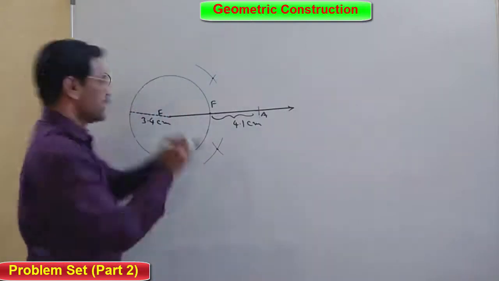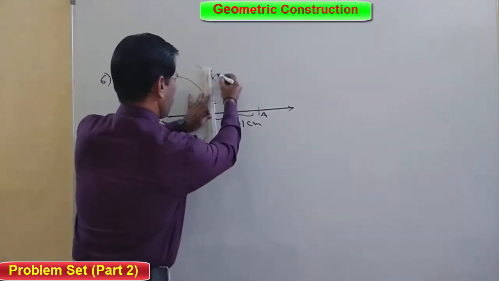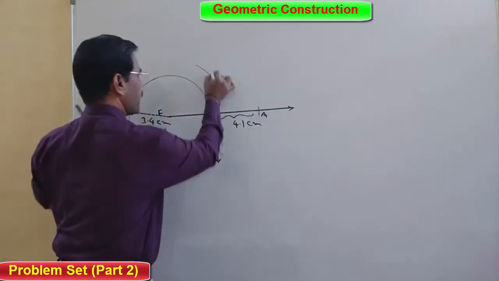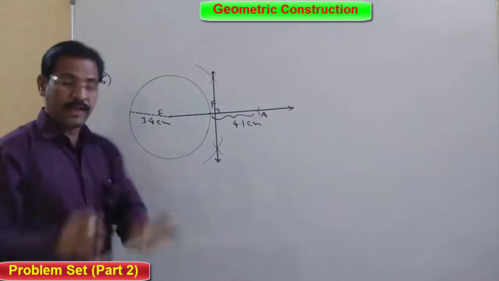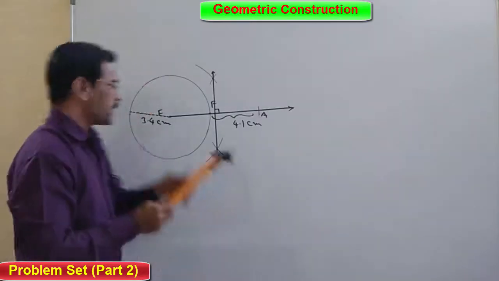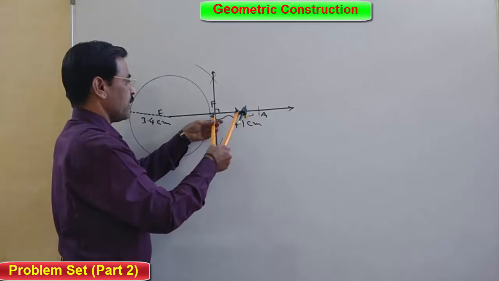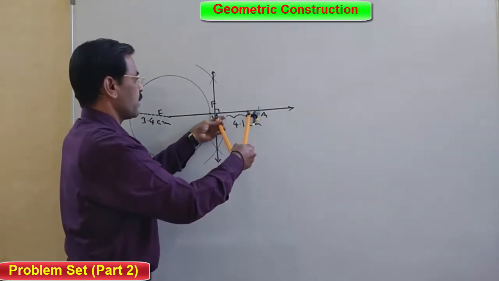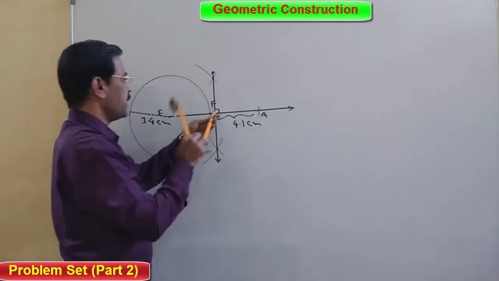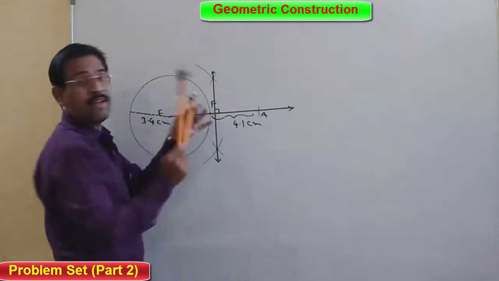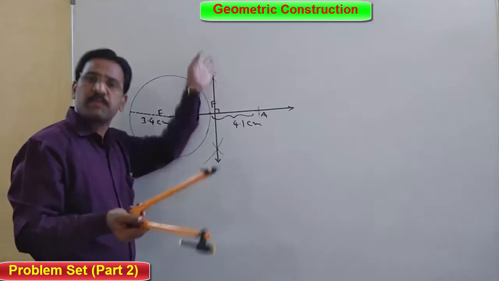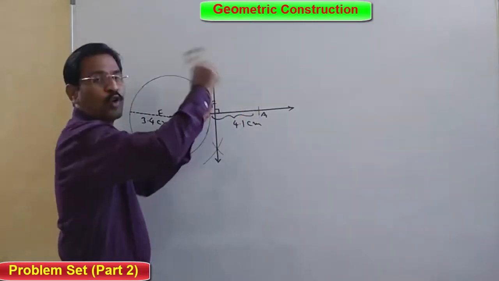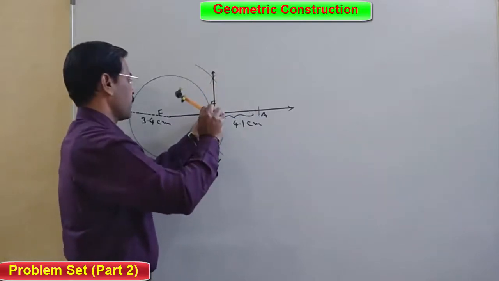I'll take this smaller scale to join. Yes, this is the perpendicular bisector. Now by the perpendicular bisector, we get one midpoint. This is the midpoint of EA. This particular part and this particular part are both equal, because it's a perpendicular bisector. Now by taking this as a center, I am going to draw one big circle like this.